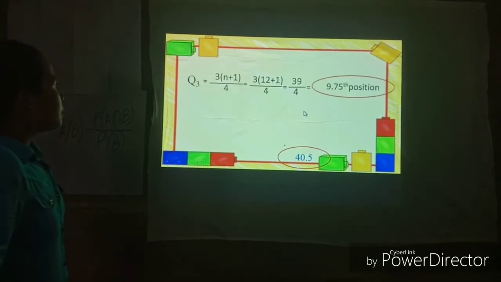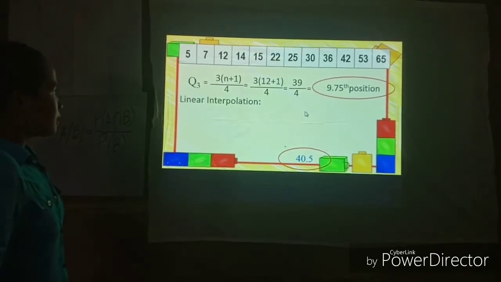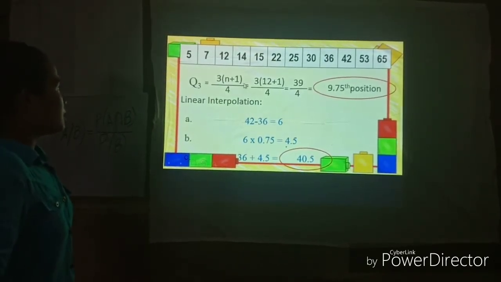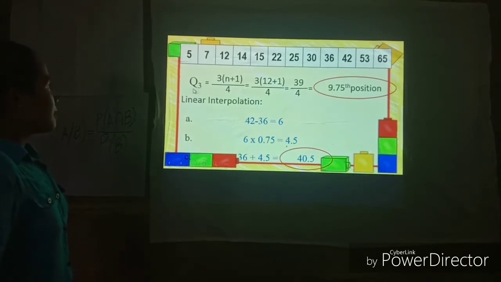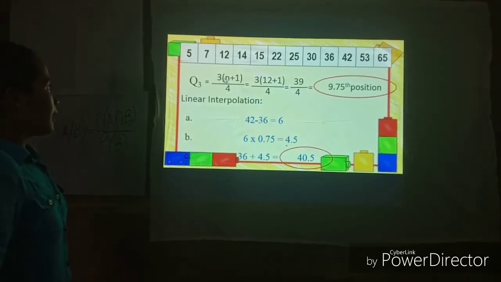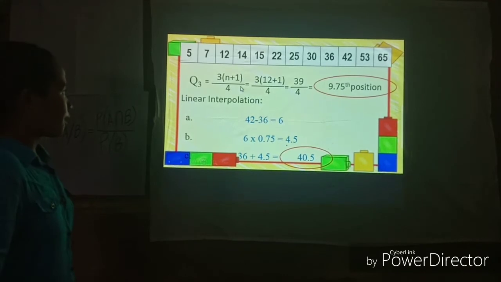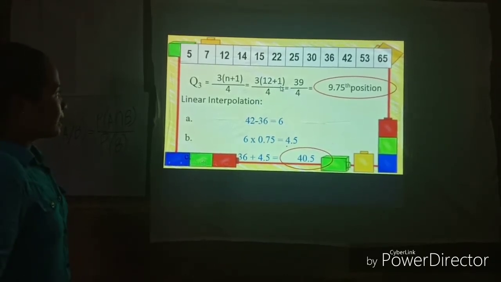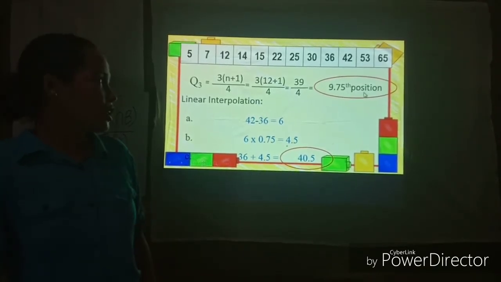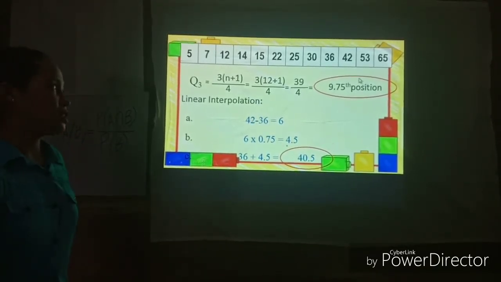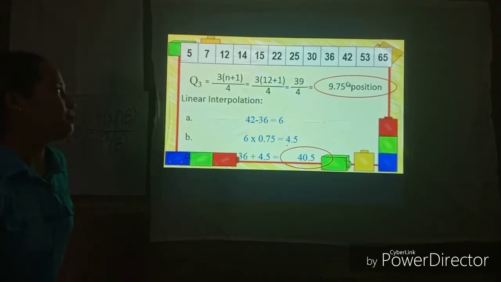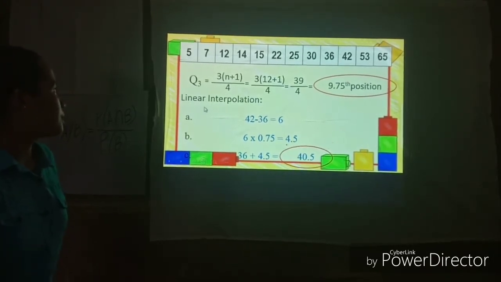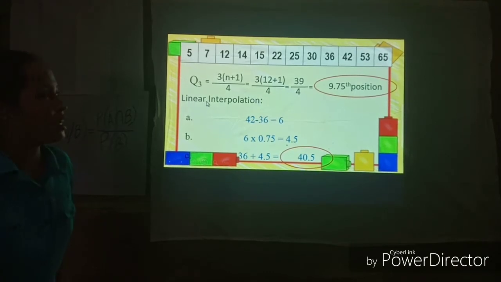Next, the Q sub 3. Here's the formula used for Q sub 3: Q sub 3 equals 3 times (n plus 1) over 4. So substitute 12 plus 1 over 4, and we got the answer 9.75 position. There's still a decimal point, so we're going to use the linear interpolation method.